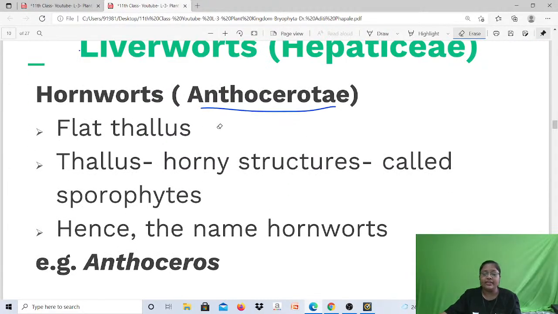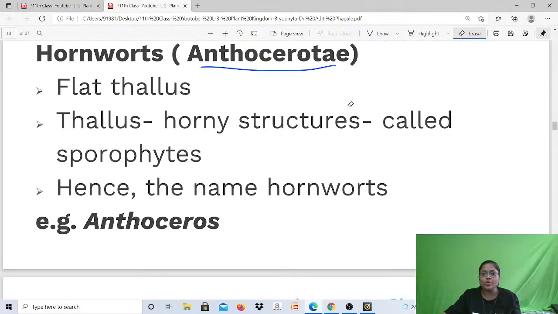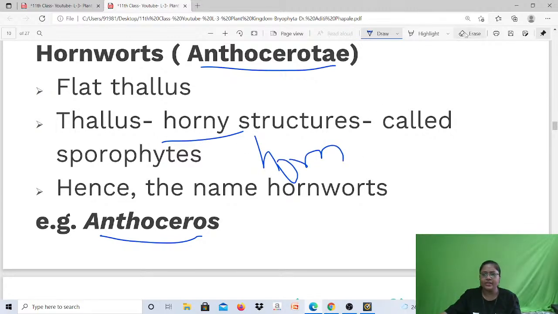Now they have a flat thallus. The thallus has horny structures called sporophytes. How is the thallus in hornworts? Horny structures hai, and they are called sporophytes. Horny structures are present in them, therefore the name hornworts. Simple. An example is Anthoceros. Anthoceros, hornworts ka example hai. Yaad rakhna. Horny, horn jaisa, H-O-R-N, horns jaisa, hai na? Hence the name.